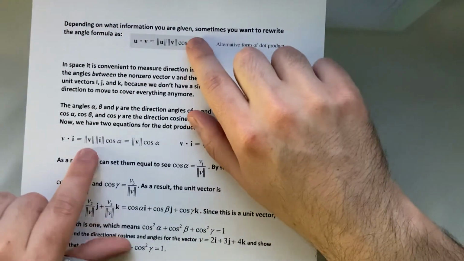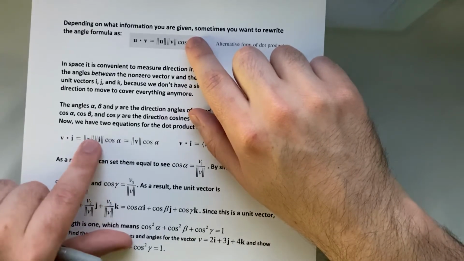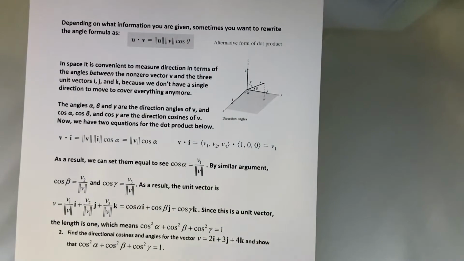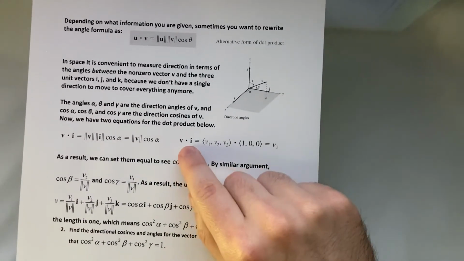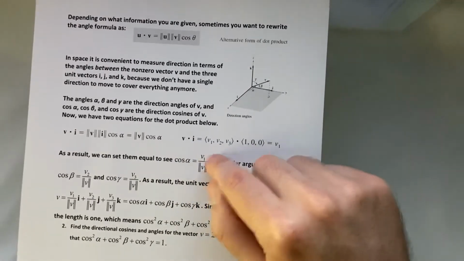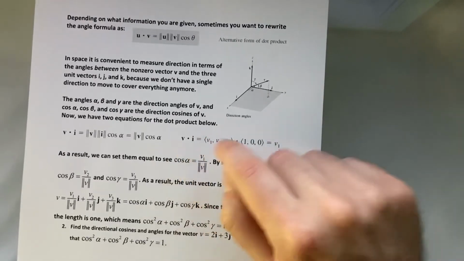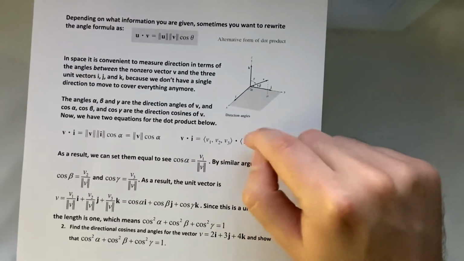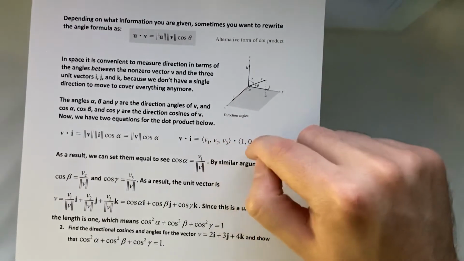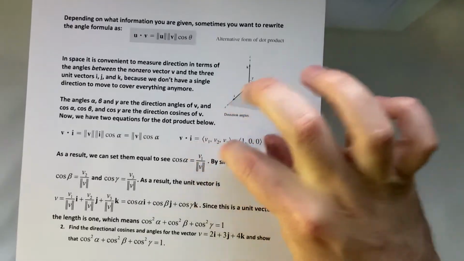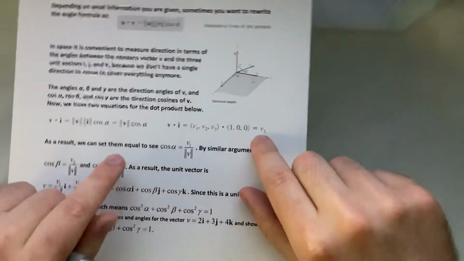Using this formula, it is just the length of v times the length of i times cosine alpha. We know the length of i is 1 because it's a unit vector. Now we know the other way to interpret the dot product is simply the multiplication of components. Now v1, v2, v3 being the components of v, times the unit vector in the x direction, which is 1, 0, 0. Anything times 0 is 0, so the only thing that will survive this dot product is v1 times 1, which is just v1.